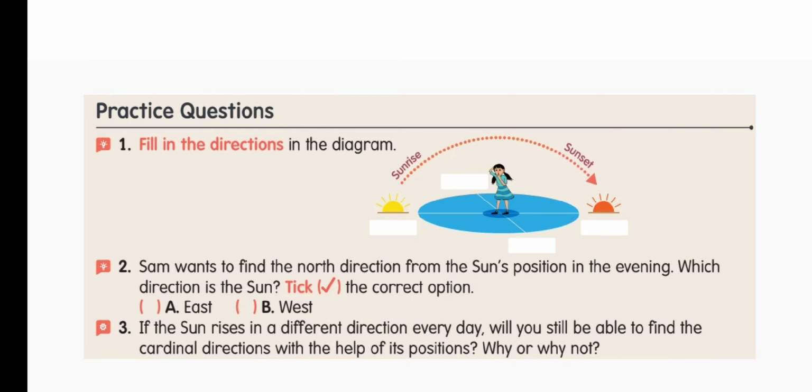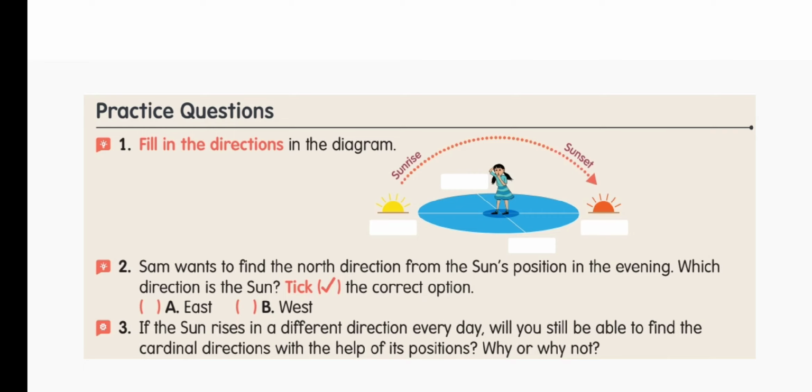The second question is, Sam wants to find the north direction from the sun position in the evening. Which direction is the sun? Obviously, the direction is west.